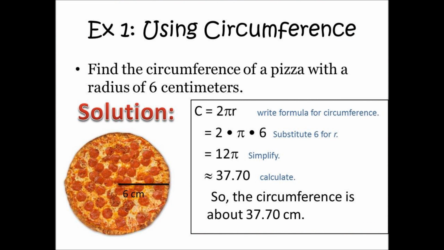Example 1, using circumference. Find the circumference of a pizza with a radius of 6 centimeters. First, you're going to write the formula for circumference, which is 2 pi r, or pi d. Since they gave you the radius, it would be easier to use 2 pi r. So you're going to plug in 6 for the radius, and that will equal 12 pi, because you're going to multiply 6 by 2. And then when you type in 12 pi into your calculator, that will equal about 37.70. So the circumference is about 37.7 centimeters.